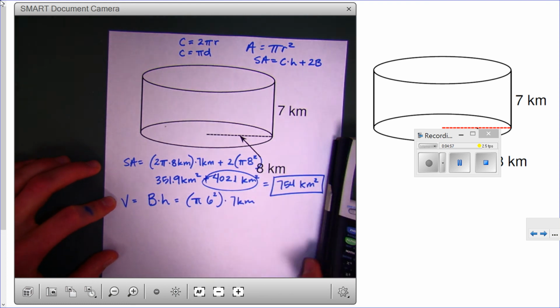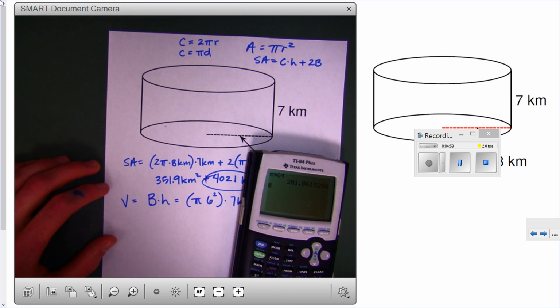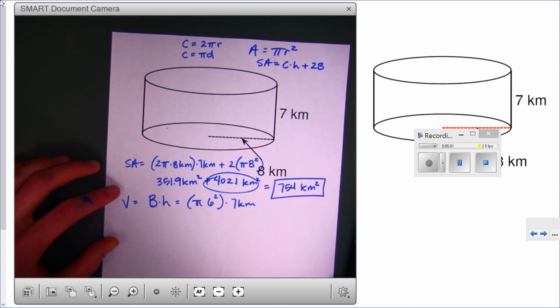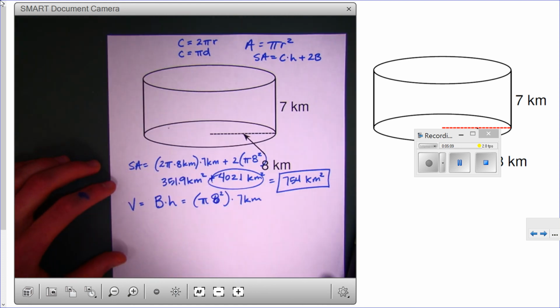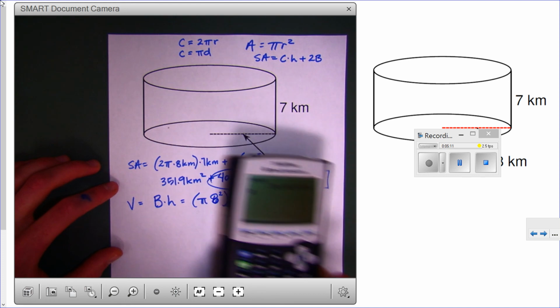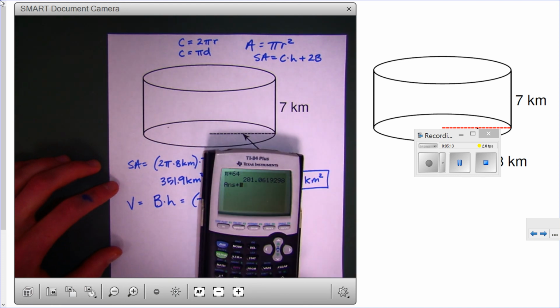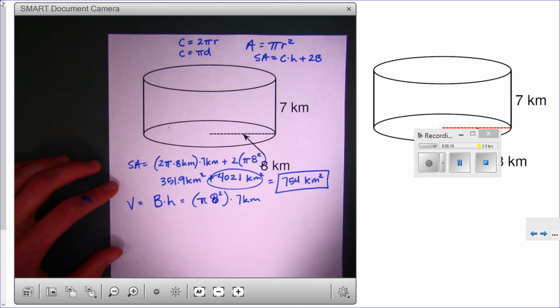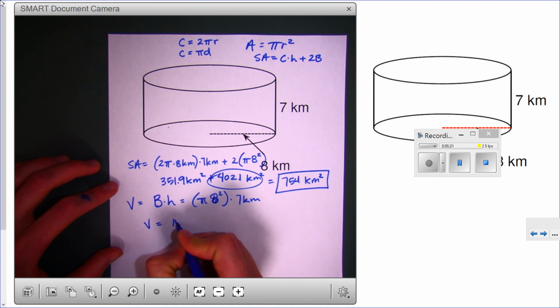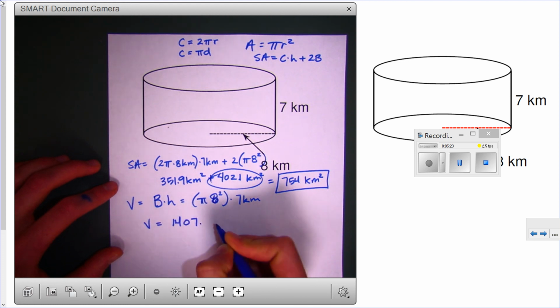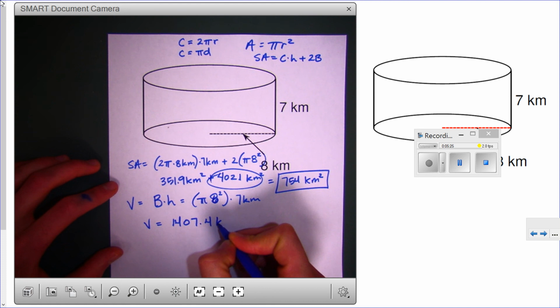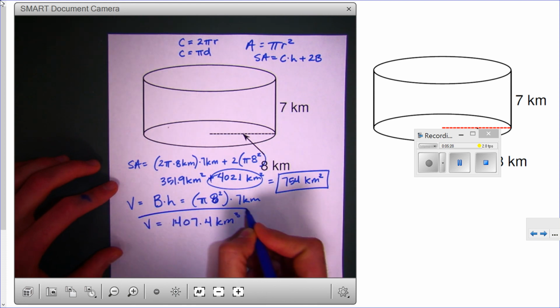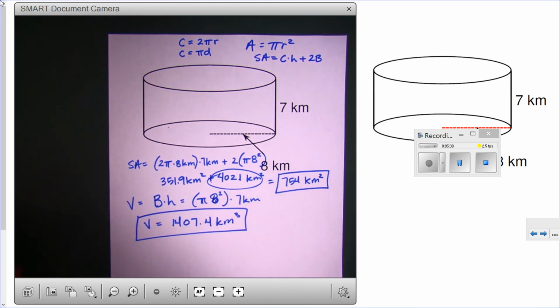So here we go. 8 squared, this needs to be an 8. I goofed up. Let's keep going. 64 times, so it's going to be 201 times my 7 kilometers of height, and it equals 1407.4. The volume equals 1407.4 cubic kilometers. That's a couple nalgenes of water.